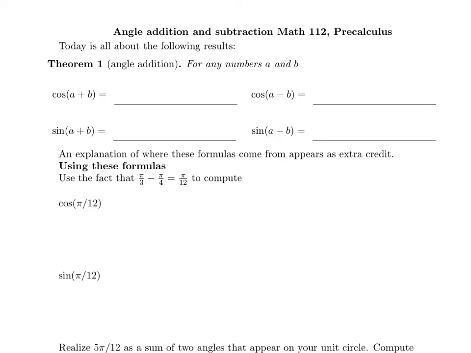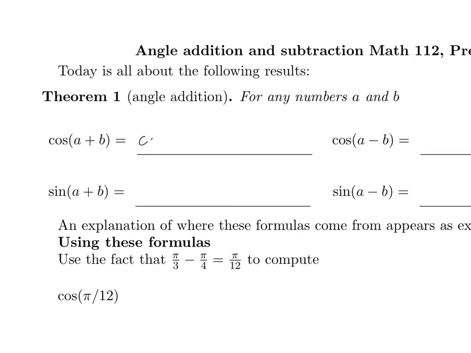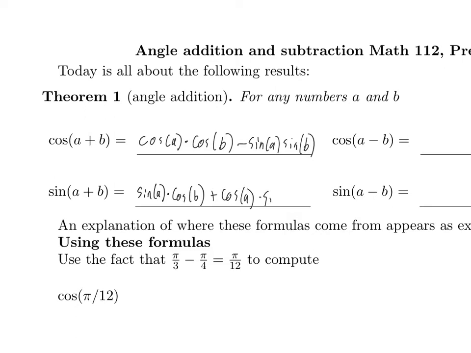So let's get started. The cosine of a plus b is always equal to the cosine of a times the cosine of b minus sine of a sine of b, while the sine of a plus b is given by the sine of a times the cosine of b plus the cosine of a times the sine of b. Neat. Again, I won't derive that in this lecture, but a derivation does appear in the extra credit, which, once you know what happens for cosine, you can probably figure out what happens for sine.